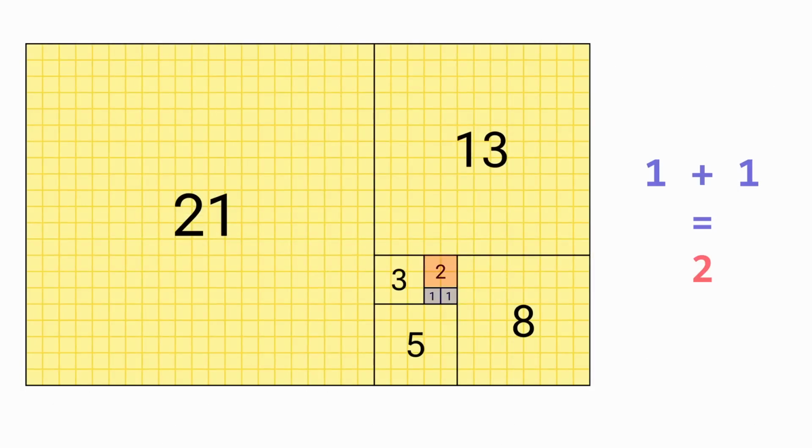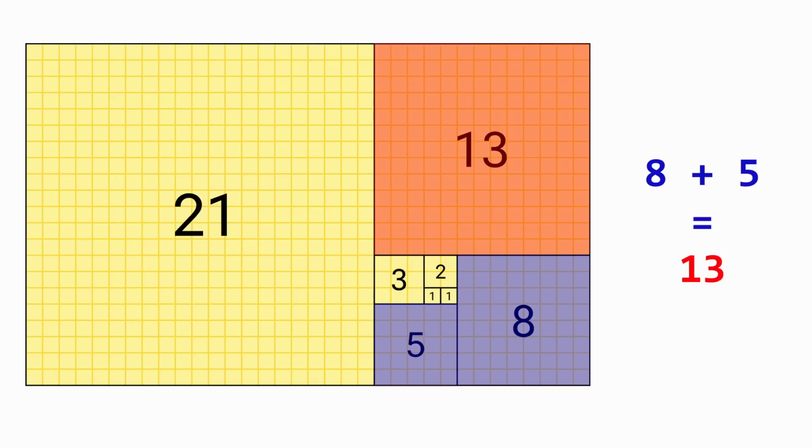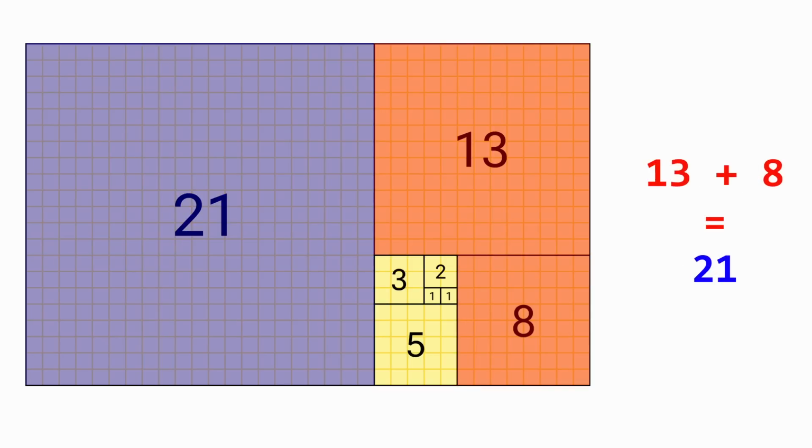So if we have 1 and 1, we add those 2 together to get 2. Now we have 2 and 1, add them together to get 3. 3 and 2 equals 5. 5 and 3 equals 8. 8 and 5 equals 13. And this can continue on forever.